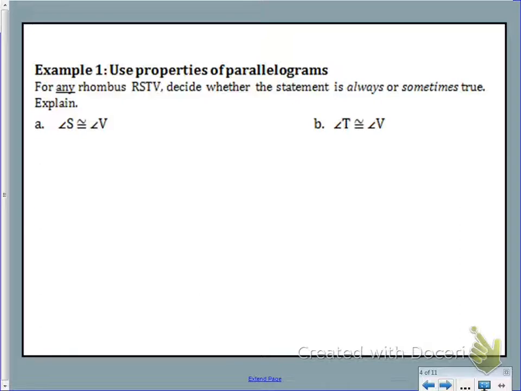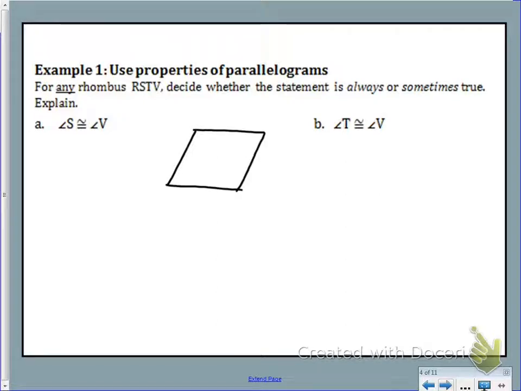All right, let's look at example 1. It says to use the properties of parallelograms. It tells us that RSTV is any rhombus. We need to decide whether the statement is always or sometimes true. Well, I would not begin this without a picture. So let's draw a picture of a rhombus.